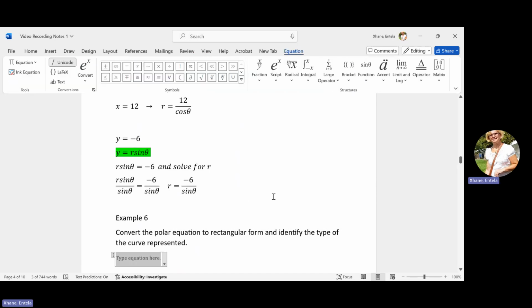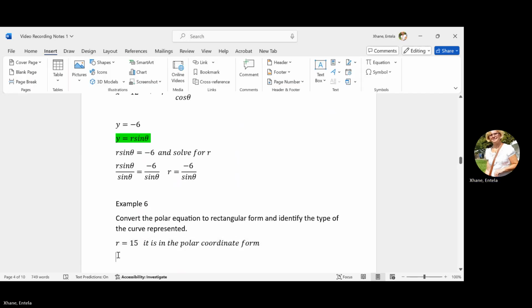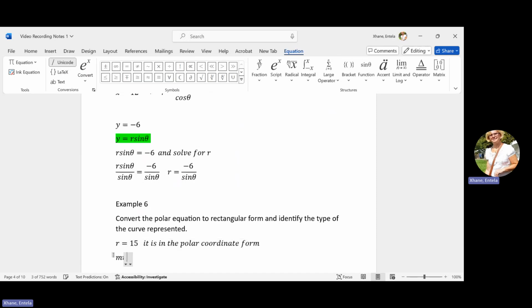This is what is given. I simply know r equals 15. That's all I know. So it is in the polar form. As it is, I'm not going to be able to recognize the curve that is represented by this equation. So in order for me to identify the type of curve, or the graph that is represented, I have to convert this into rectangular form. How do I convert? I'm going to square both sides.